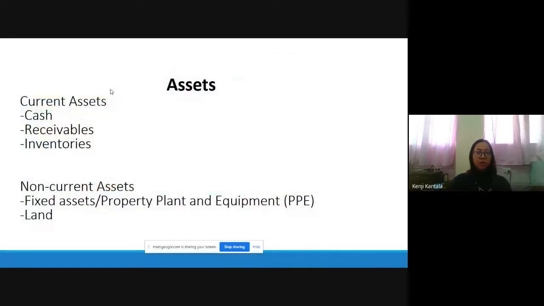So we have here part of your assets. Your assets are divided into two. So we have your current assets and your non-current assets. So yung current assets natin, these have a span of or convertible into cash within the year. Whereas yung non-current assets natin, these are usually your long-term investment. So we have your fixed assets, we have your property, plant, and equipment, as well as your land.